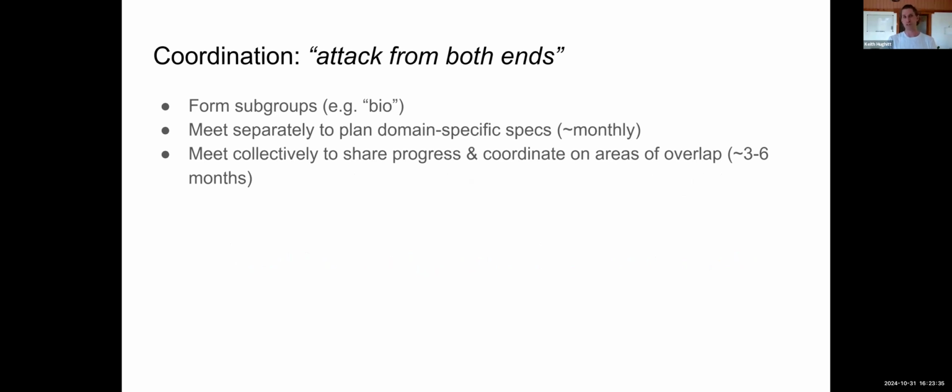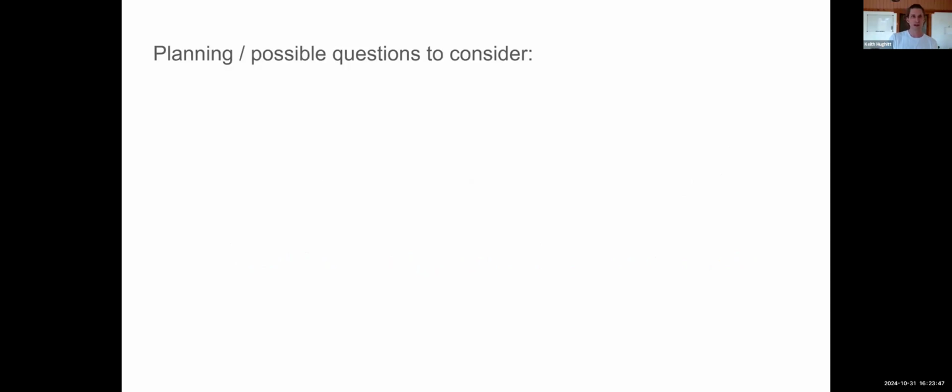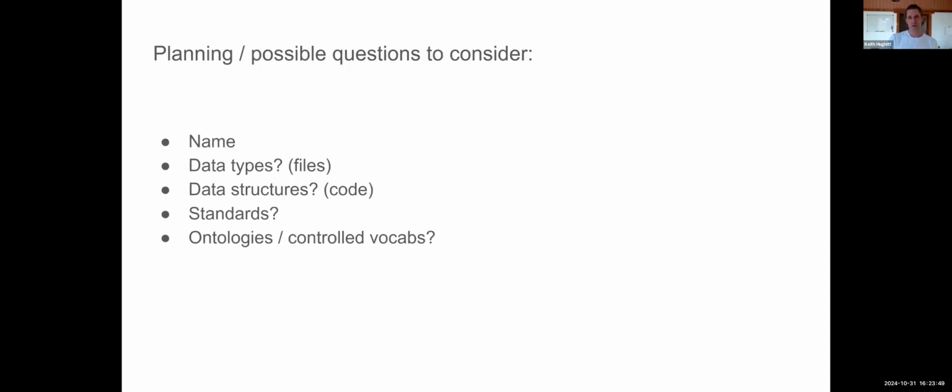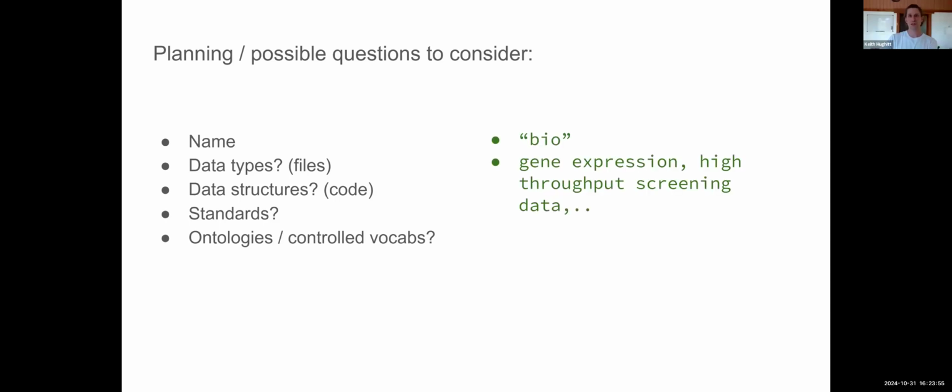And then a few times a year, we could have a larger meeting where people get together and share their own progress and think about whether there are areas where we can combine efforts and agree on things that we want to be able to communicate about. Just examples of things to consider: the name, if you want to call a collection of specs related to some specific domain, what kind of data types you want to cover, the data structures.